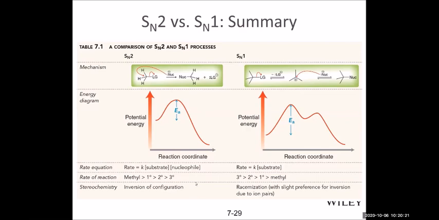Stereochemistry is inversion for SN2. For the SN1 reaction, the rate depends on the carbocation stability, and the carbocation stability is because of hyperconjugation. Tertiary gives you the most stable carbocation, so the fastest reaction. Then secondary. Methyl and primary do not go through SN1 because the carbocation is too high energy, unstable.